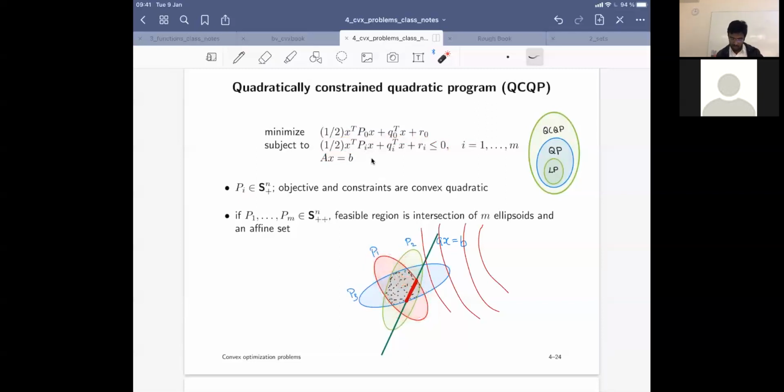So corresponding to each Pi, here I'm considering three quadratic constraints, so we'll have 3 ellipses, okay? And then it should be satisfied for all the ellipses, so that will be the intersection here. This is the region from the quadratic constraints. We also have an affine constraint that will be a line through this. So the resulting feasible region will be just this part.